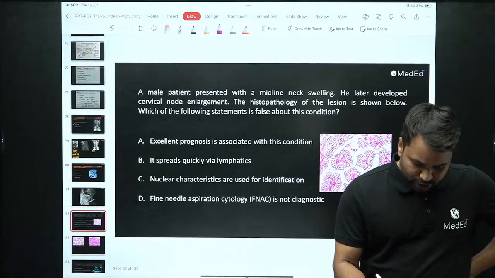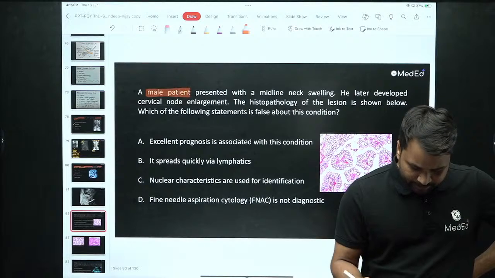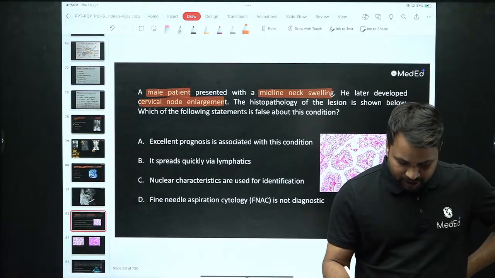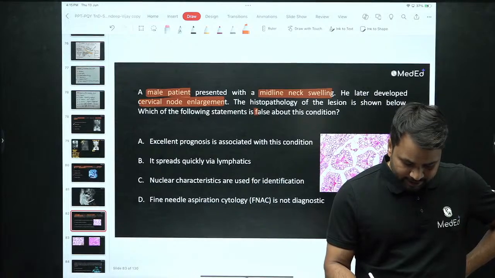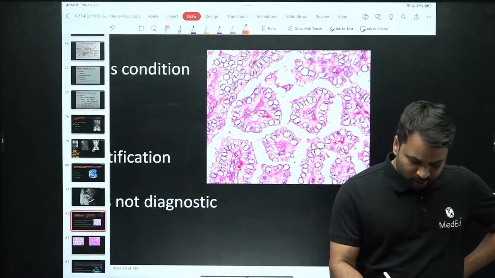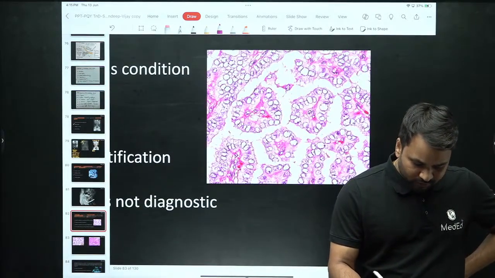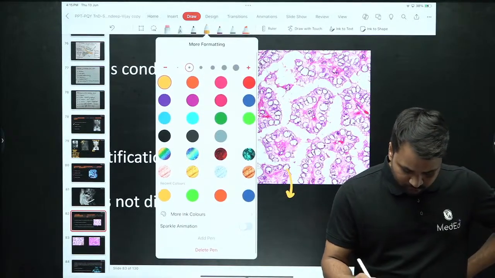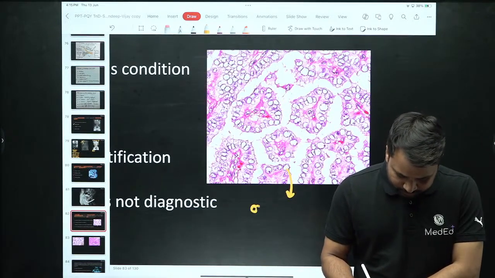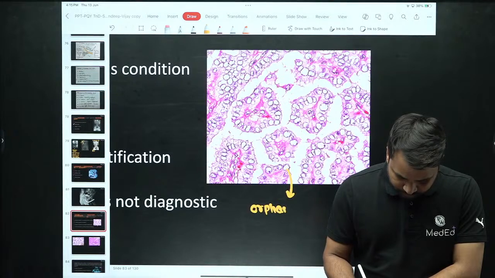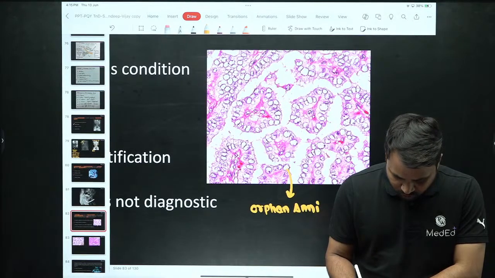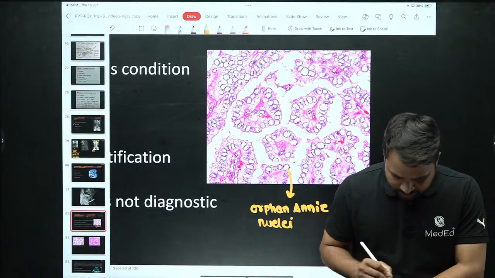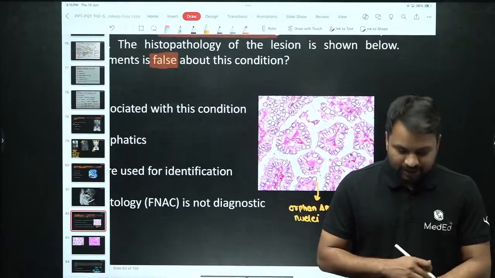Now, next question, we have already discussed this. I have a male patient with a midline neck swelling. Then there is cervical lymph node enlargement. Histopathology is given. What is false? So based upon the histopathology, these are your Orphan Annie nuclei. This is the Orphan Annie nuclei that is present.